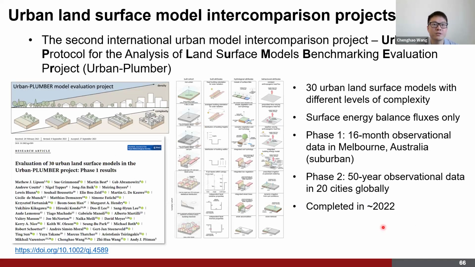About 3 years ago, we did the second round of the urban climate model intercomparison project. This one is led by the UK's Met Office and the University of Reading in the UK, of course. The results of phase 1 were just published in the QJRMS journal. This project includes 30 models, urban land surface models, of course. In phase 1, we had a single site evaluation in Australia. In phase 2, we are validating different models across 20 cities with different background climates.